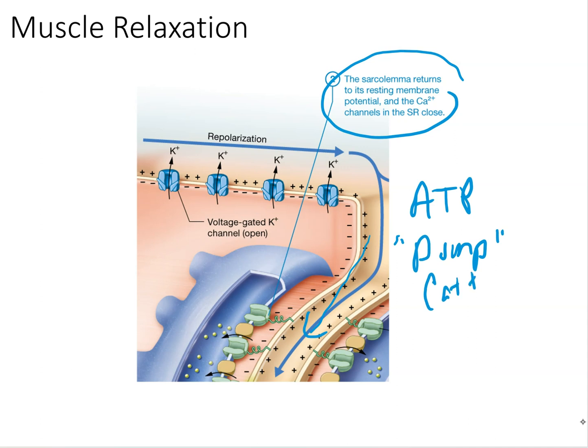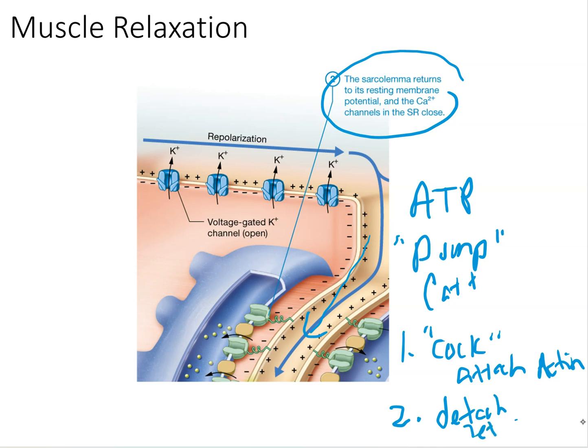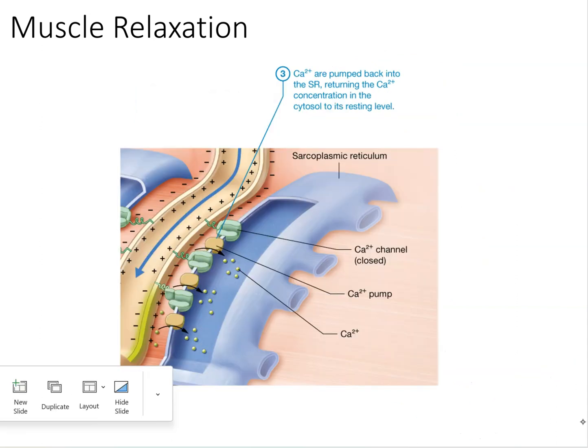So we really need ATP for three things. We need it to cock the myosin clubheads so they can attach to actin. Remember, that's called forming a cross bridge. Then we need it to detach, let go of actin. And thirdly, we need it to pump calcium back in the SR for storage. So the calcium goes back in and just hangs out there for the next time.